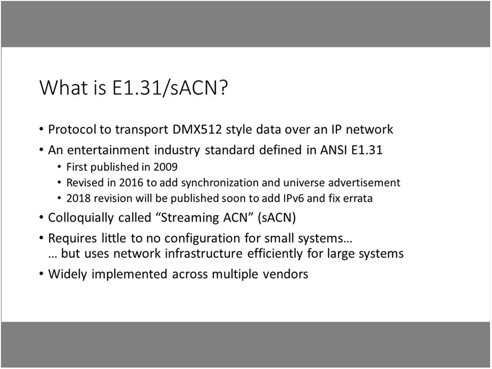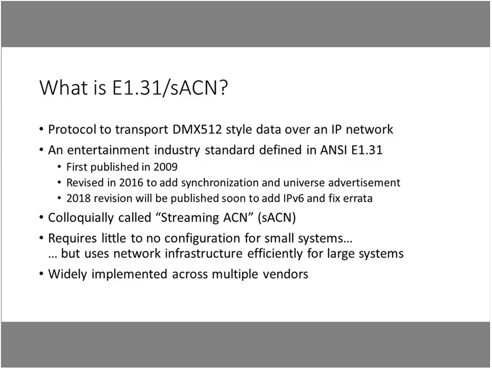So, people ask, what is E1.31 Streaming ACN? As most of the people online here know, it's a protocol for transporting DMX512 style data over an IP network. Similar to ArtNet, but a little bit more network friendly and has tighter defined rules. It's a formalized standard published under ANSI, with 2009 being the first release. We've revised it a couple times since then. The current revision, published in 2016, added universe synchronization and universe advertisement.